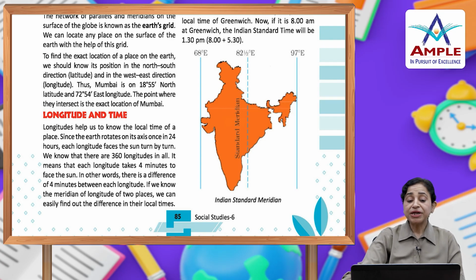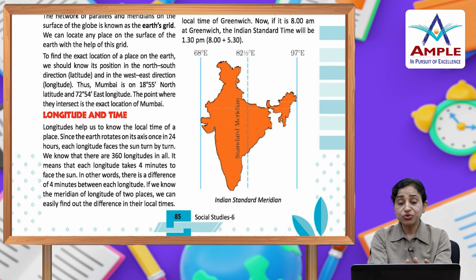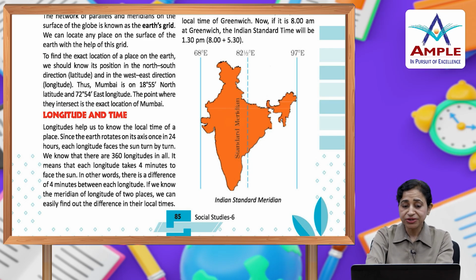Longitude and time. Longitude helps us to know the local time of a place. And since the earth rotates on its axis once in 24 hours, each longitude faces the sun turn by turn. Right? So, we know that there are 360 longitudes in all, and it means that each longitude takes 4 minutes to face the sun. In other words, there is a difference of 4 minutes between each longitude.